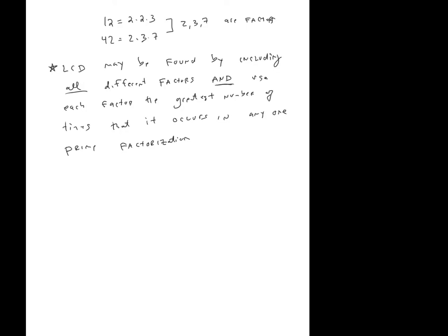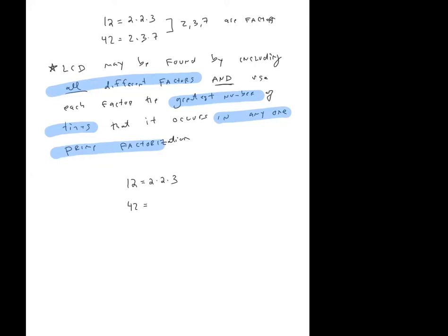Right, and that's really important here. This star on how we find it. We're looking at two things when it comes to this. First of all, it has to have all the different factors and the greatest number of times that we see it in any one prime factorization. So if we look at this again, the LCD has to have a 2, has to have a 3, has to have a 7.